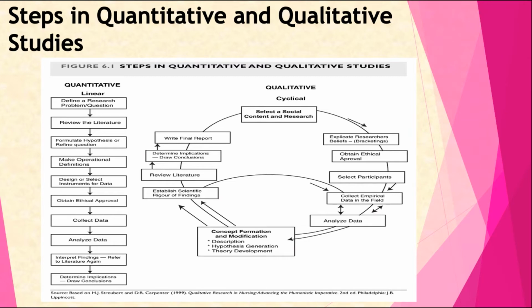Then after you have formulated your hypothesis, you make operational definitions for your variables or constructs. Then you decide about your design, select the instrument for the data, and obtain ethical approval if necessary. You go to the field, collect the data, analyze the data, then do the discussion and interpretation of the findings, and refer to the literature again to see if your findings match or are similar to previous studies and theories. Then you come to a conclusion. Straightforward. But for the qualitative, it's something different.